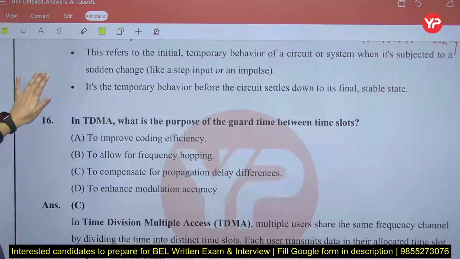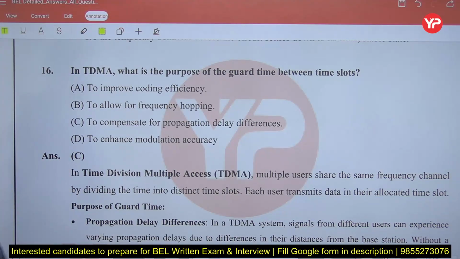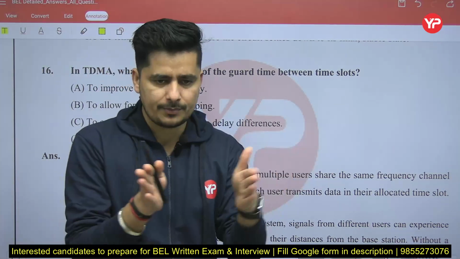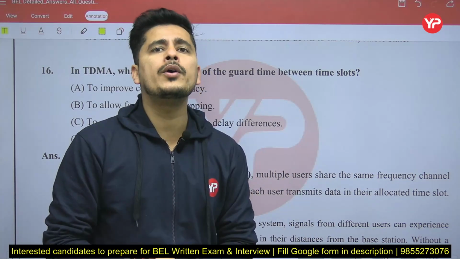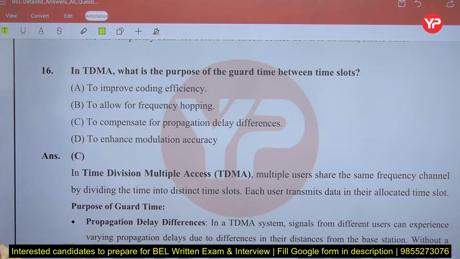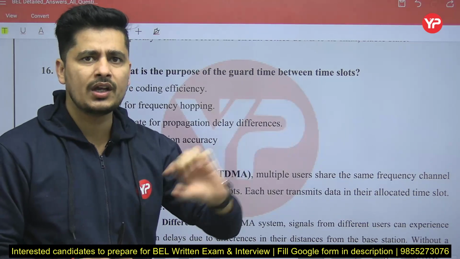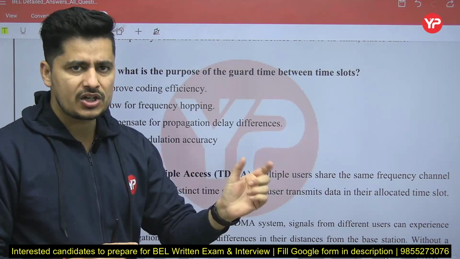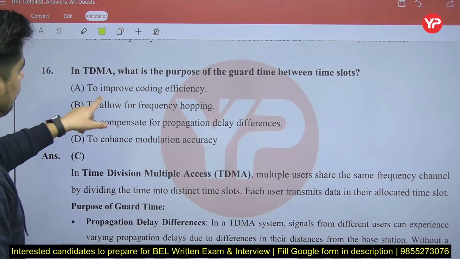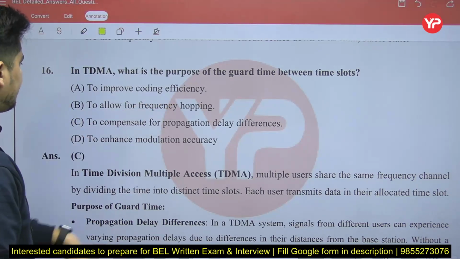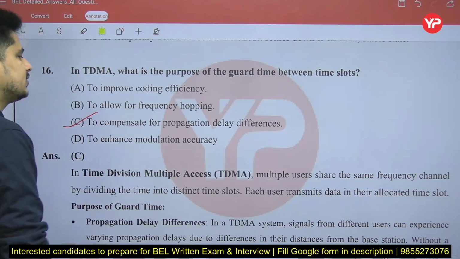Next, in a TDMA, what is the purpose of guard band between the time slots? Right? The main purpose of the guard band is to provide a separation between the two adjacent channels, so that there will be no interference, right? And the other one is propagation delay difference. So if there is a propagation delay difference, when one signal is going, another signal is going, that will be compensated, right? So what will be the answer here? The improvement of coding efficiency, no. Allowing the frequency hopping, no. To compensate the propagation delay difference, right? That will be the answer, right?